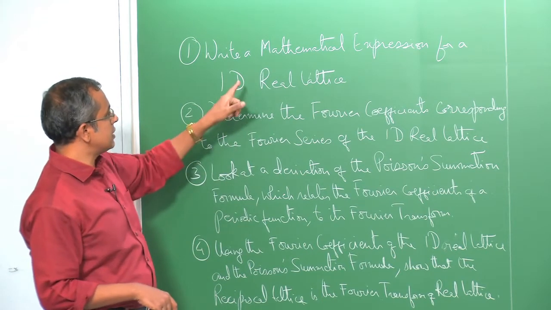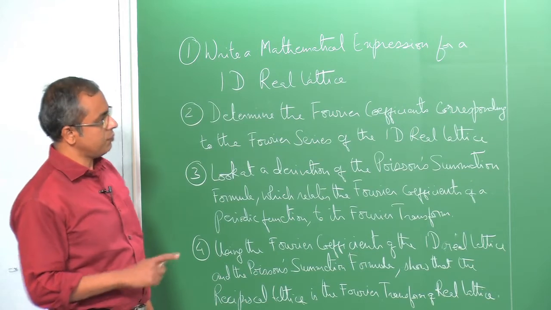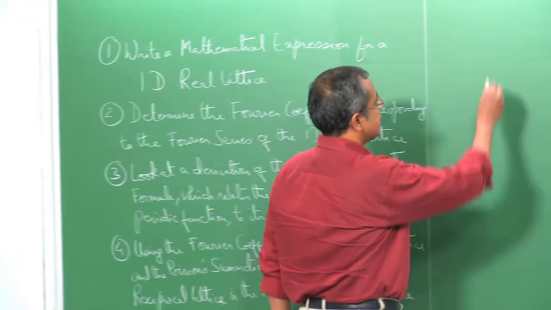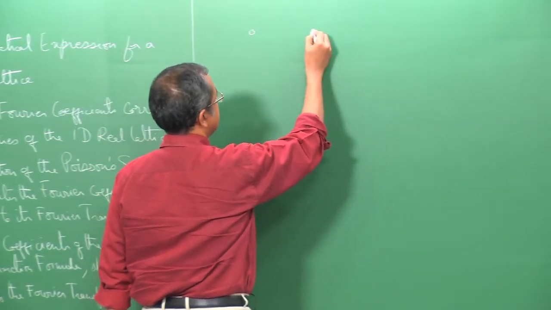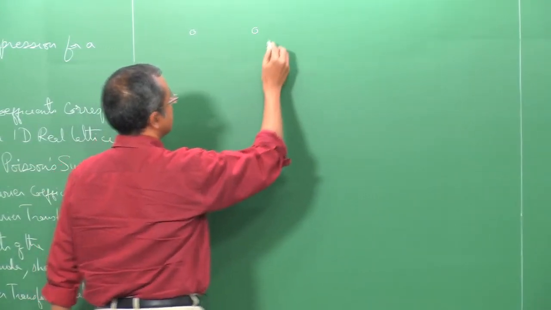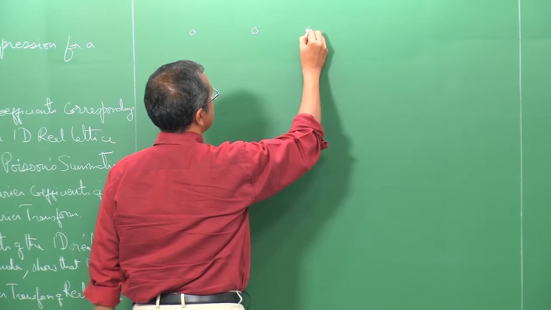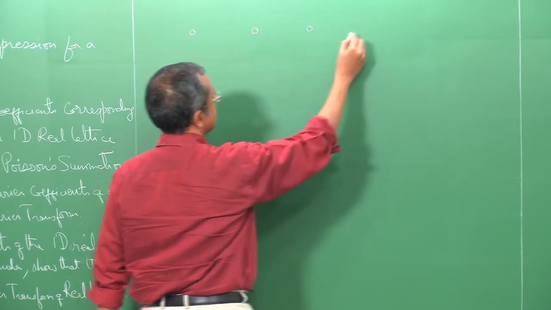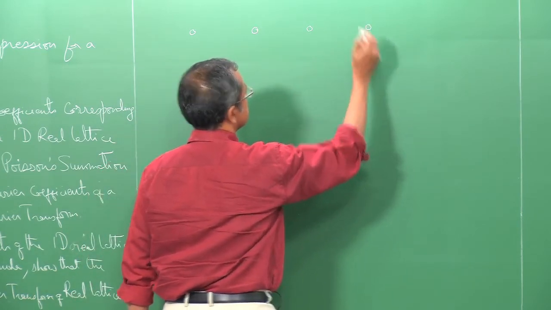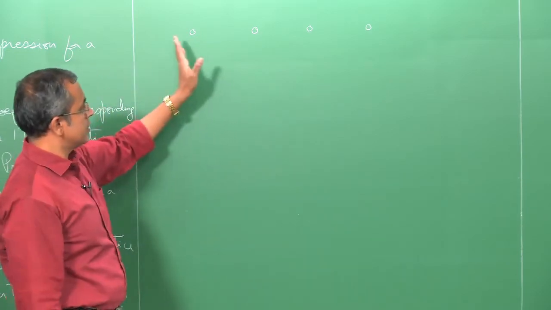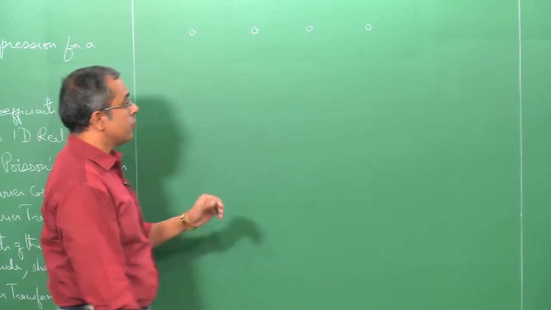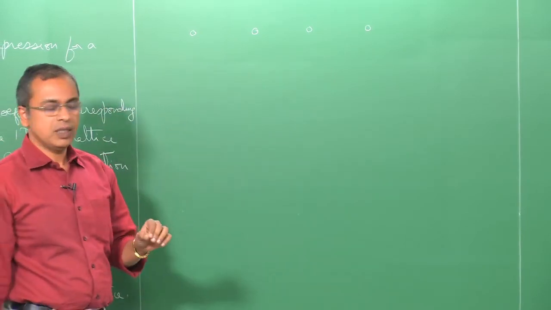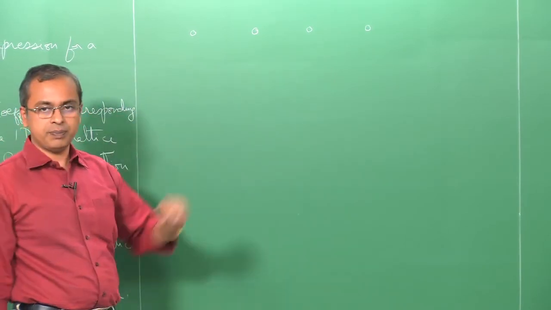So, let us start with the first step, which is writing a mathematical expression for a 1D real lattice. So, what is a 1D real lattice? We have a lattice point, then we have nothing for some distance, we have another lattice point, nothing in the middle, yet another lattice point, and so on. So, we need a mathematical expression which will simulate this, which basically will represent this.